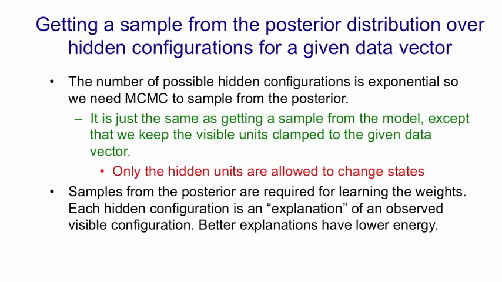The reason we need to get samples from the posterior distribution given a data vector is we might want to know a good explanation for the observed data, and we might want to base our actions on that good explanation, but we also need to know that for learning.